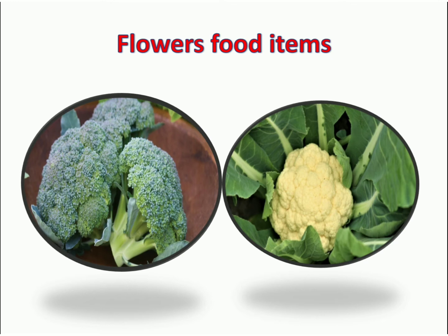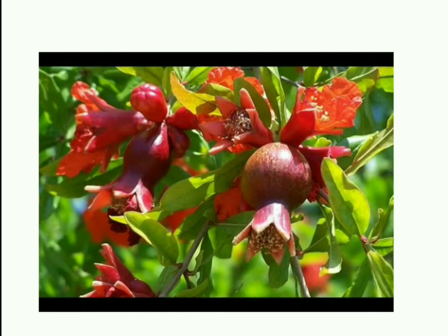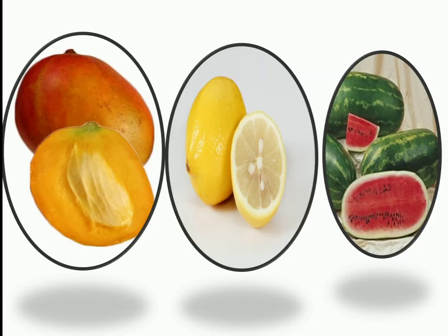Most flowers become fruits which contain one or many seeds. For example, a pomegranate flower becomes fruit and seeds. Some fruits have one, few or many seeds. For example, mango has one seed. Orange has few seeds. Watermelon has many seeds.